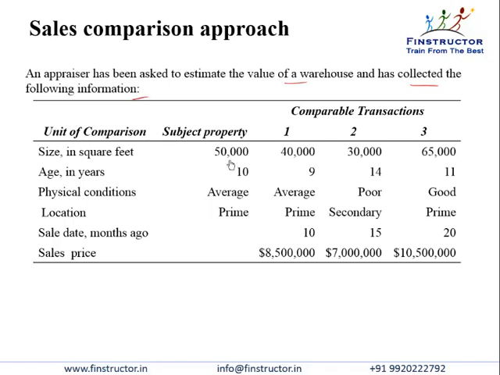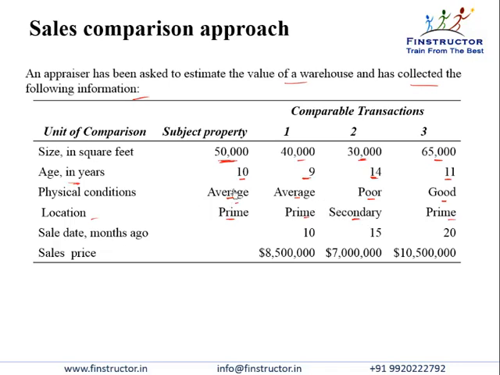So the size of the property that we are valuing is 50,000 square feet. Comparable properties had the following sizes. The age of our property is 10 years. The ages of the comparable properties are also given. The physical condition of our property is average. The first comparable property was average, the second property was poor, and the third property was in a better condition than our property. The location of our property is prime. The location of two of the comparables was also prime. The second had a secondary location, it was not as prime.